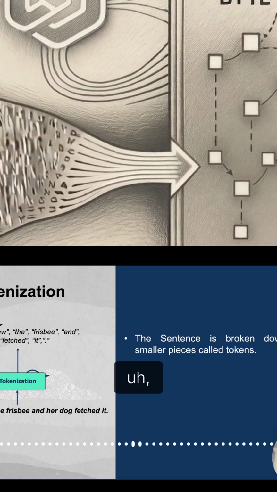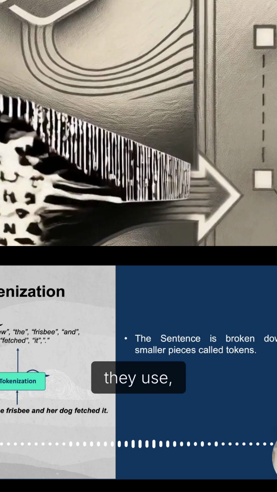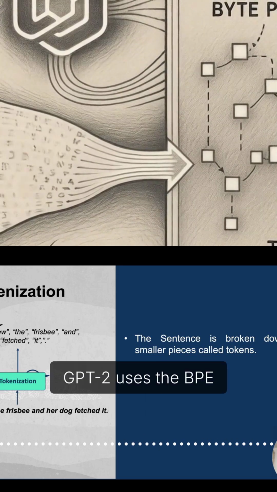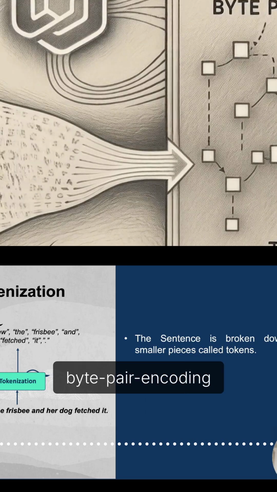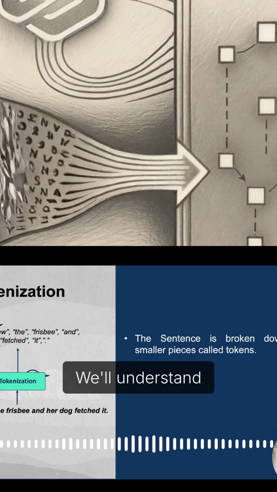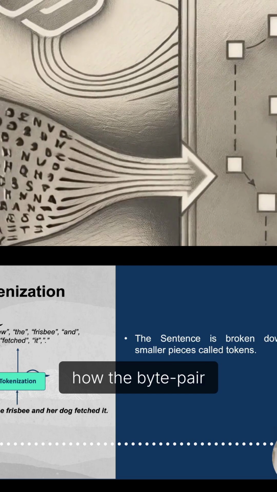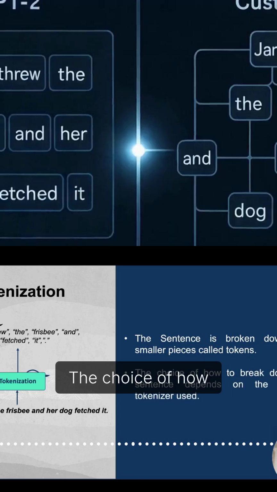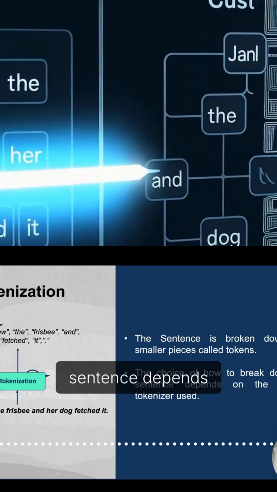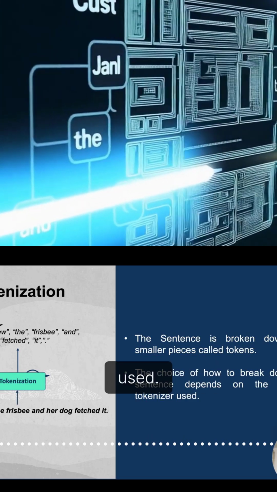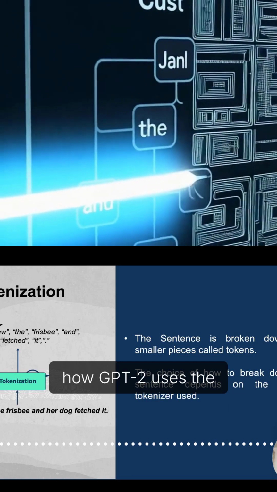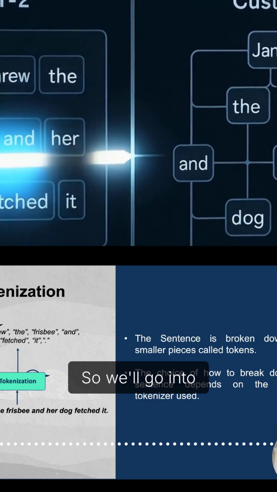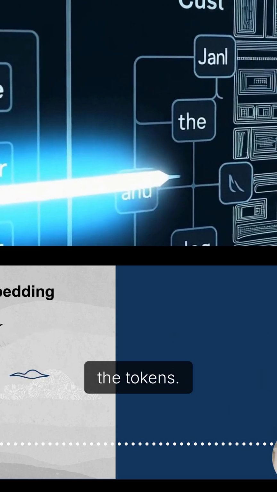However, the existing models use their own tokenizer, like GPT-2 uses the BPE tokenizer, the byte pair encoding tokenizer. We'll understand byte pair encoding also. We'll understand how the byte pair tokenizer works in one of the labs and one of the demonstrations. The choice of how to break down the sentence depends on the specific tokenizer being used. So we'll be understanding how GPT-2 uses the tokenizer, and how we can create our own tokenizer as well. We'll go deeper into creating the tokens.